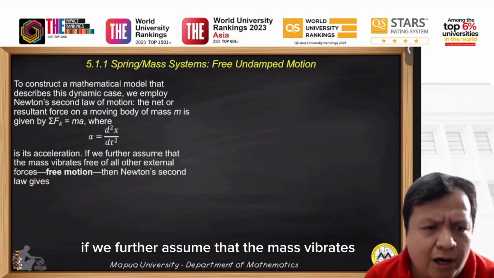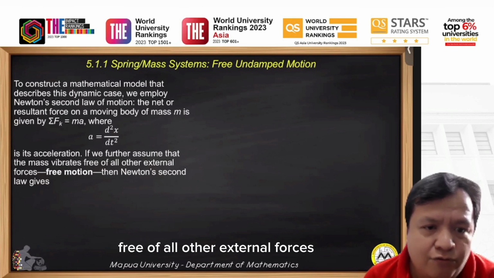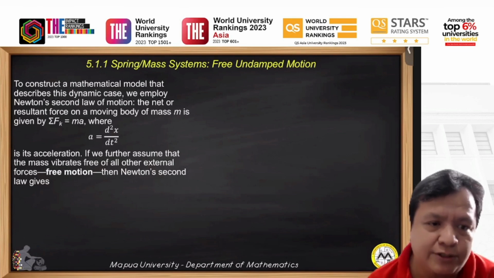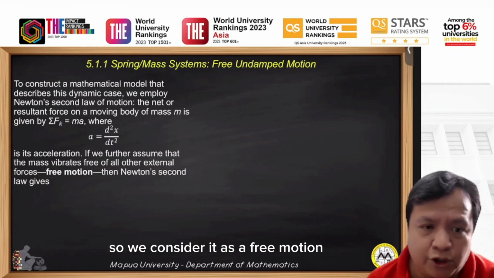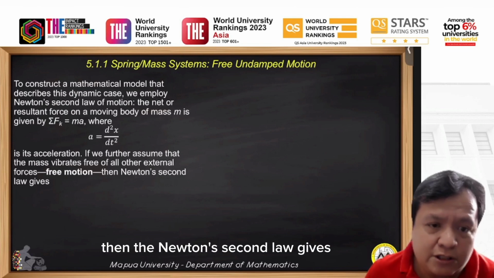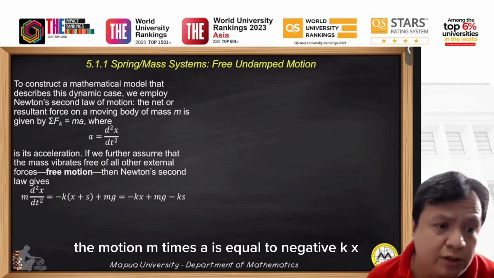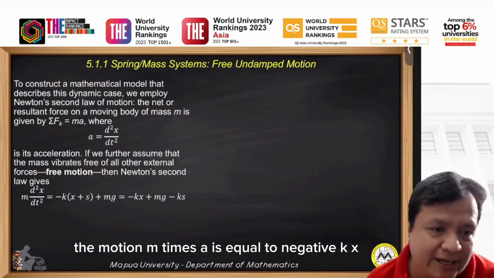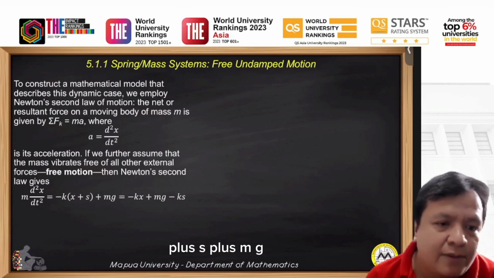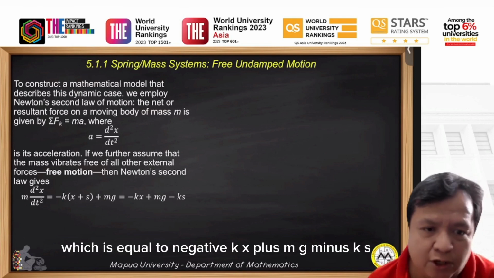If we further assume that the mass vibrates free of all other external forces, so we consider it as a free motion, then Newton's second law gives the motion: m times a is equal to negative k times (x plus s) plus mg, which is equal to negative kx plus mg minus ks.